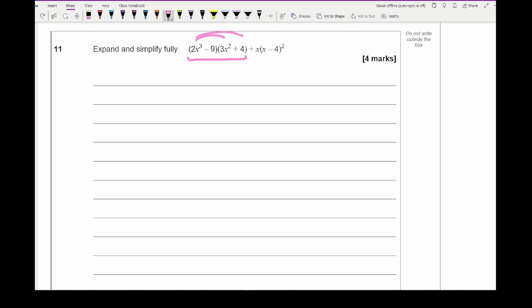So using my loops, if I multiply those out, I'm going to end up with 2 times 3 is 6. And x to the power of 3 times x to the power of 2 gives me x to the power of 5. And then we end up with 2x cubed times 4 gives me 8x to the power of 3. Then minus 9 times 3x squared is going to give me minus 27x squared. And minus 9 times positive 4 is going to give me minus 36. Now I then need to add.